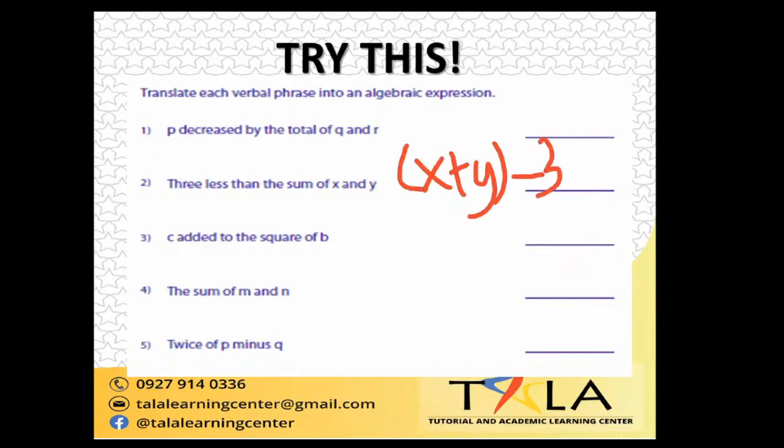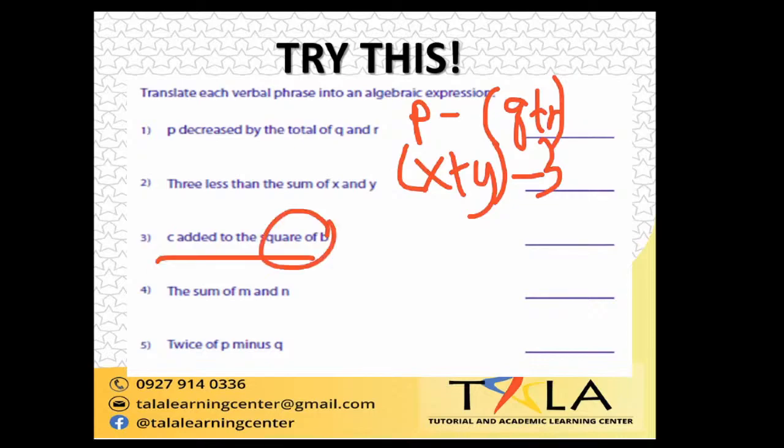So, here, sulat ko lang, Q plus R. And then dito, C added to the square of B. Unahin mo muna, square of B. What's the square of B? B squared. And then added. Again, pag added, it wouldn't matter kung sino mauuna ng C at saka dun sa B squared. So, pwedeng C plus B squared or B squared plus C.